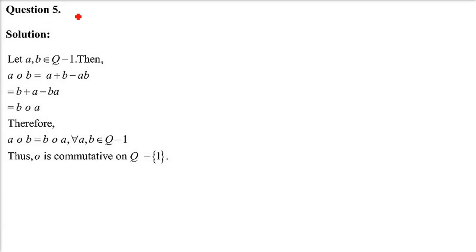Question number 5. If the binary operation O is defined by AOB equals A plus B minus AB on the set Q minus {-1}, that means all the rational numbers, but minus 1 is not there. Okay, only minus 1 is not there. Show that O is commutative on Q minus {-1}.